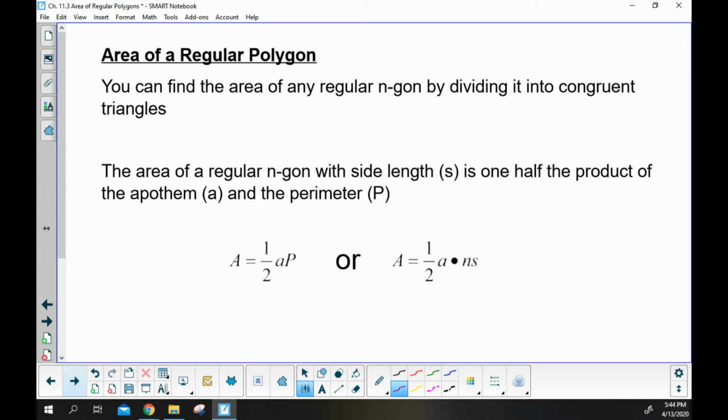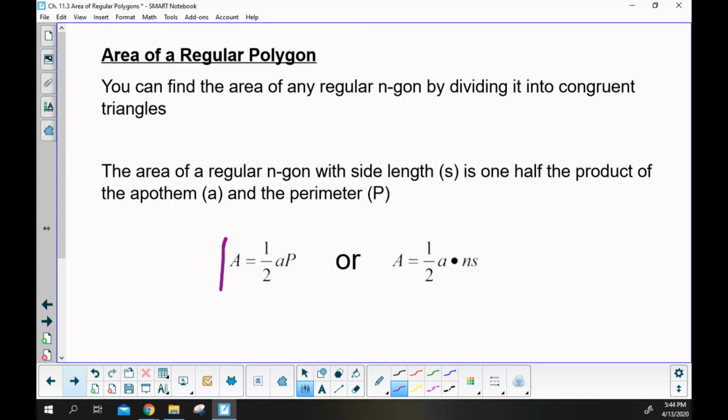By dividing it into congruent triangles. So basically, guys, we can take what we're looking at and we can just break it up into triangles. And if we find the area of one triangle, we just multiply it by whatever is necessary to do for the whole thing. So the formula we have here is the area of a regular n-gon with side length of S is 1/2 the product of the apothem, A, and the perimeter.